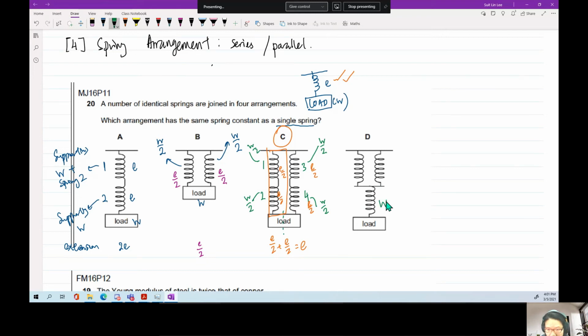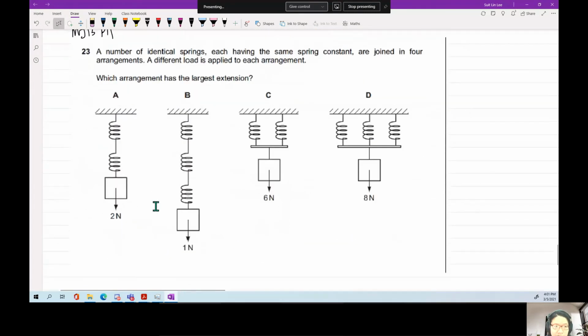The answer is C. But for an exercise, let's find the extension for D in terms of E. This spring takes a load of W, so the extension is E. These two springs are W over 2, W over 2. They share side by side, so this will be E over 2 and this will be E over 2. So if I take the total extension, it will be E over 2 plus E, which is 3E over 2. Sometimes they can ask you to arrange A, B, C, D in increasing or decreasing extension, and you just follow the same method. But right now they want a single spring, so a single spring should have extension E, that's why the answer is C.